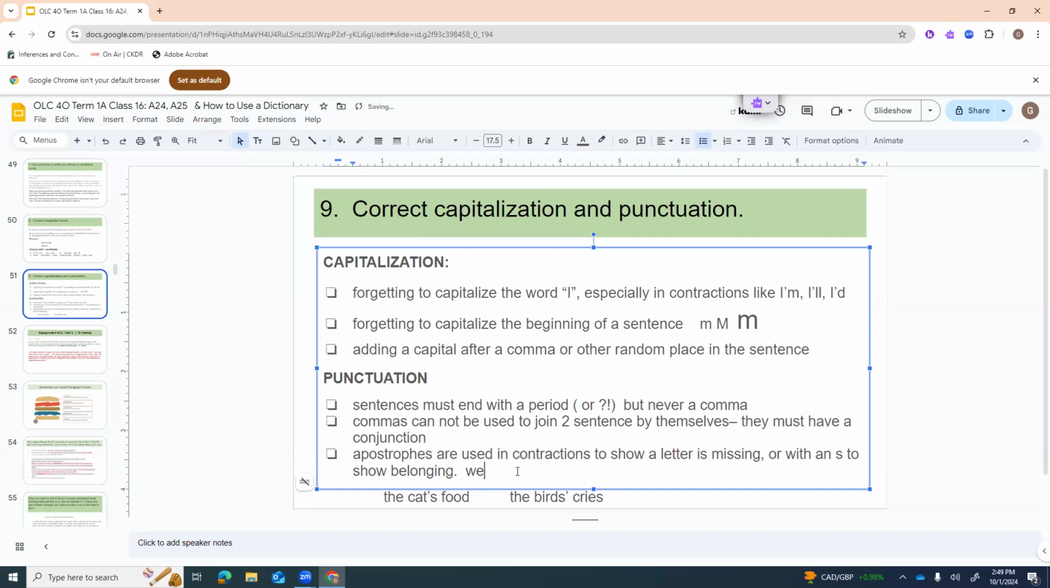we'll, W-E apostrophe L-L. I'm missing the letters W-I. Or I can show belonging, like apostrophe S means. The food belongs to the cats. Birds with apostrophe means the cries are part of the birds. That's the kind of example.